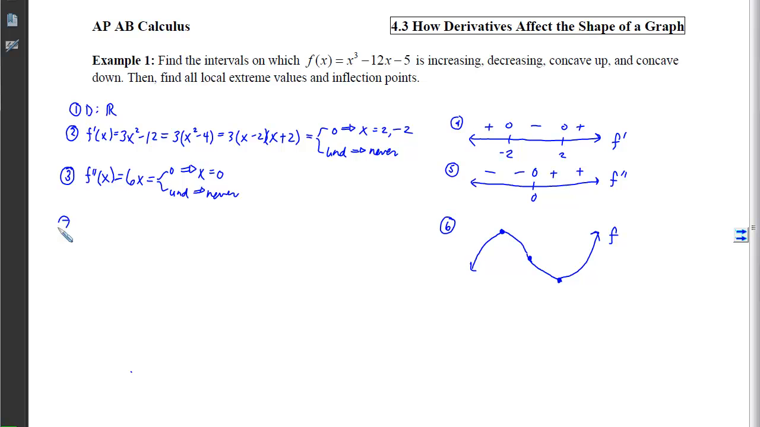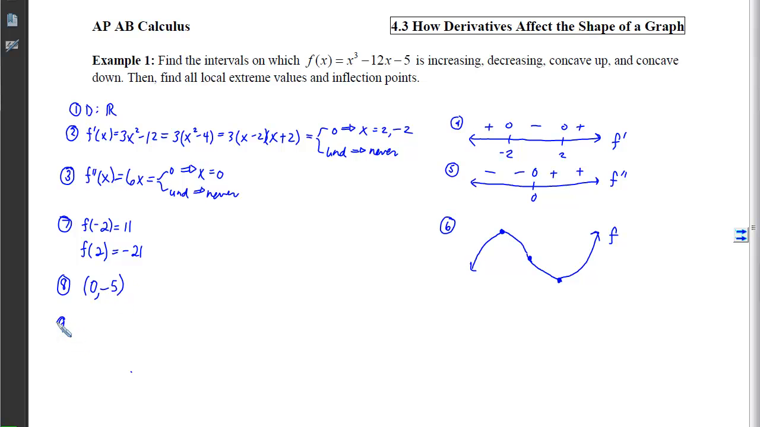So with step 7, we're going to look at the outputs. So that means we'll have f of -2 and f of +2. So if I plug a -2 into this original function, I end up with 11. And if I plug a regular 2 in, I end up with a -21. Step 8, I do the same thing with the output for the inflection point. So I'll get a 0 and a -5.